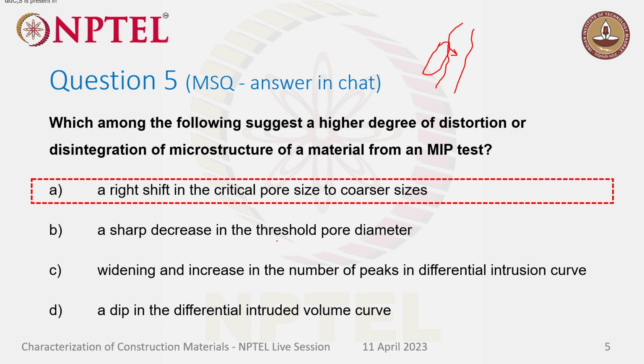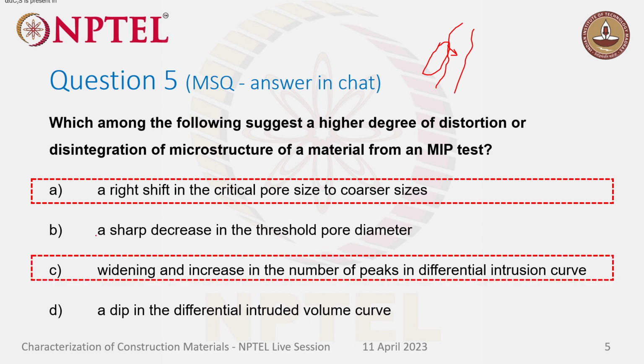And there is a sharp decrease in the threshold pore diameter. That is not possible because then it seems to be a finer size range. So that is not right. And option C is widening and increase in the number of peaks in the differential intrusion curve.